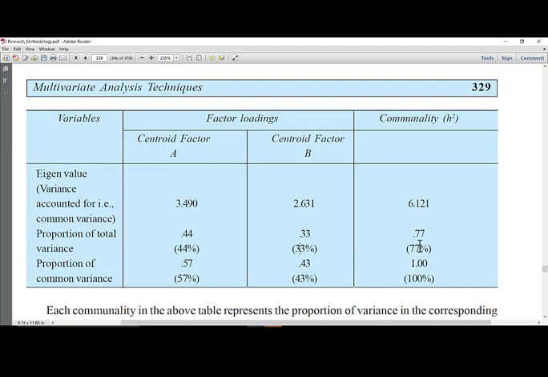So what is this 77%? 77% of the total variance is explained by this centroid factor A and centroid factor B. That is the meaning here.